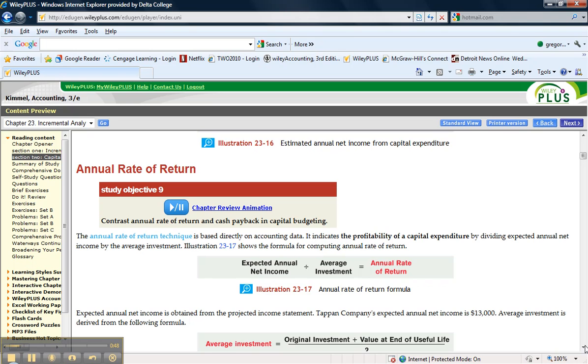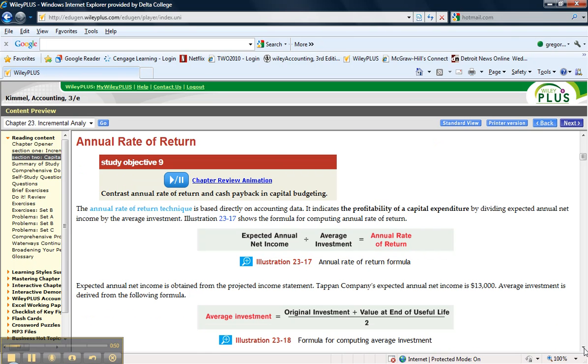So what you do to figure out the annual rate of return for an investment is try and figure out what you expect the annual net income from that investment to be. If you're just putting money in a bank, then whatever interest you'd earn would be the income. So if you want to buy some big piece of machinery, you'd have to figure out how much income you expect to get from using that piece of machinery or offering it to customers. So what's the expected annual income, and you divide that by the average investment.